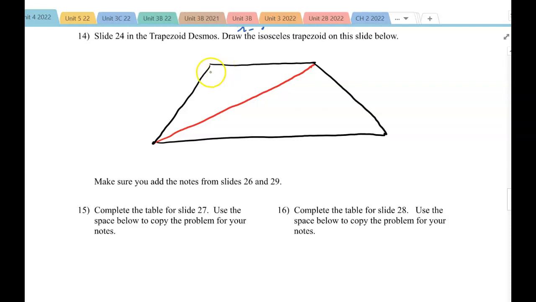Hello, geometry students. The last part of the Desmos is to talk about the diagonals of an isosceles trapezoid. So there's two things we want to learn about the diagonals of an isosceles trapezoid. I'm going to mark that this is an isosceles trapezoid.